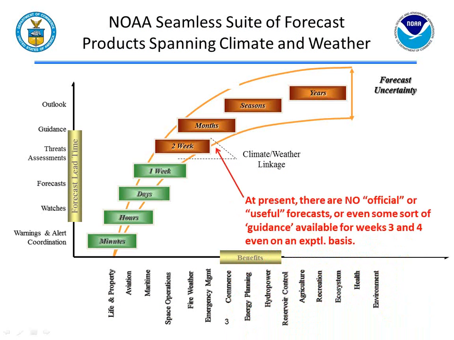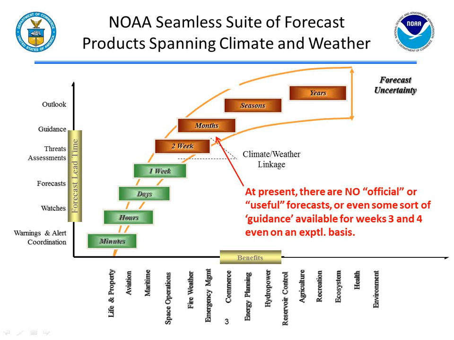Next. So right now there are no official forecasts, or even some sort of guidance, for weeks 3 and 4. We have some kind of guidance on all time scales, starting from nowcasting, minutes, hours, days, up to week 1 and 2 weeks. But then there is a gap, weeks 3 and 4, and then we start with some kind of forecast product for months, seasons, and years. So this whole, what I call the forecast hole, is what I am trying to address here.